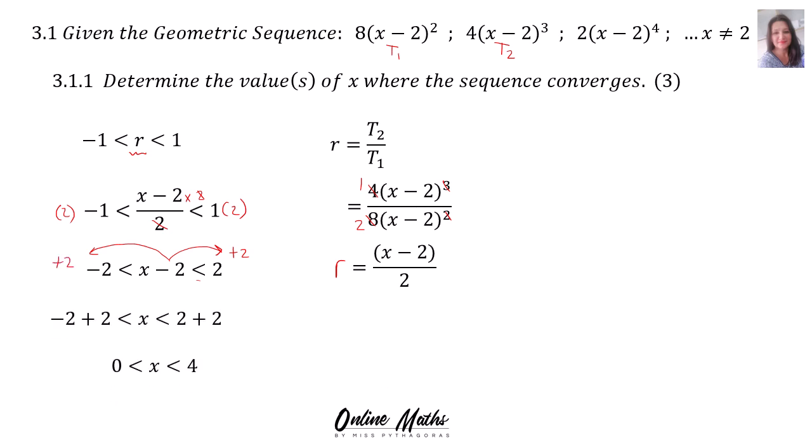And then your answer is x is smaller than 4 and x is greater than 0. So they are the values for x where your series will converge. Now where are the marks? The marks are for writing this down, r's value and your final answer.